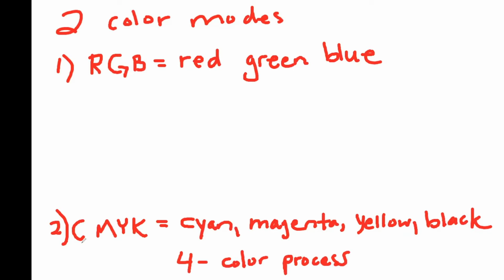Which means that we want to work in CMYK anytime our end product is going to be printed. And specifically professionally printed. RGB, on the other hand, we want to work with when our end product is going to be seen only on the web, or more specifically, just on a monitor. So it could be for a mobile app, could be for a PowerPoint presentation, anything that's not going to get typically printed.